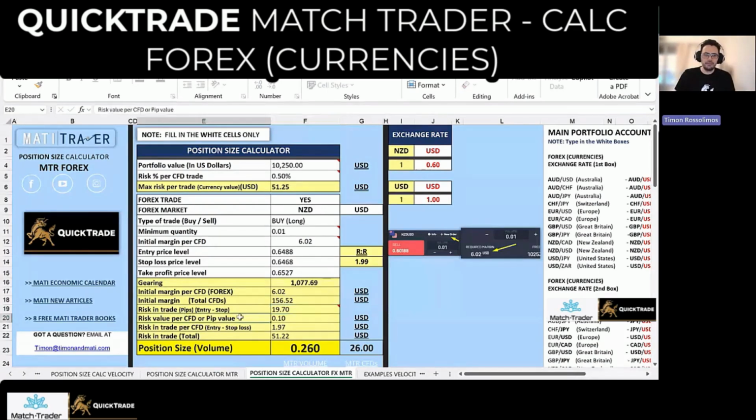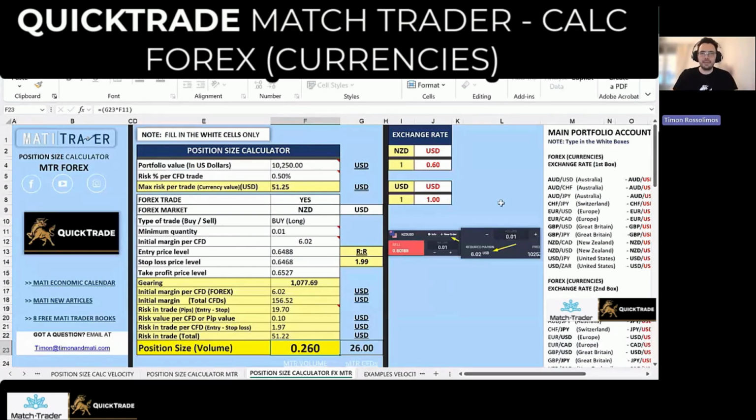The risk value per CFD or pip value is $0.10. So every point that moves against you, you lose $0.10. Every point that moves for you, you gain $0.10. Risk in trade per CFD is 1.97. The risk in trade total is 51.22. Okay, so the position size in this case is 0.260. So you will type over here 0.26, and that will be the position size that you will be trading with the NZD USD.